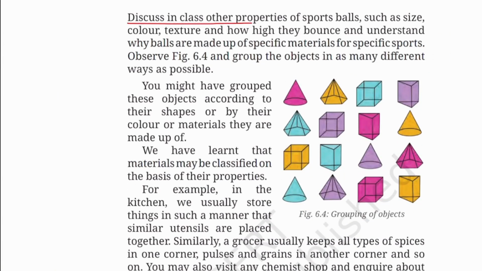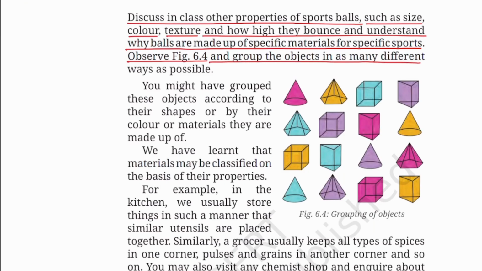Discuss in class other properties of sports ball such as size, color, texture and how high they bounce, and understand why balls are made up of specific materials for specific sports. Observe figure 6.4 and group the objects in as many different ways as possible. Figure 6.4, Grouping of objects. You can group these objects based on their color, shape and size.